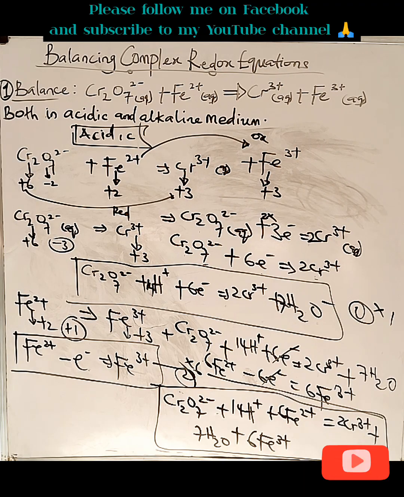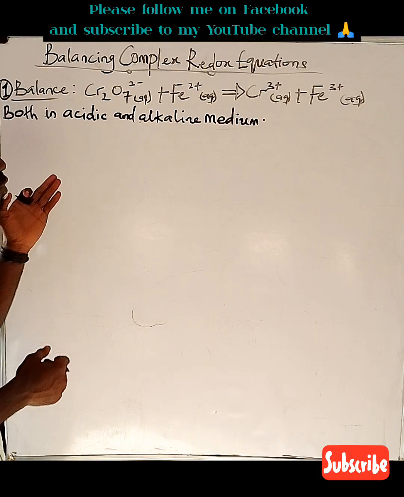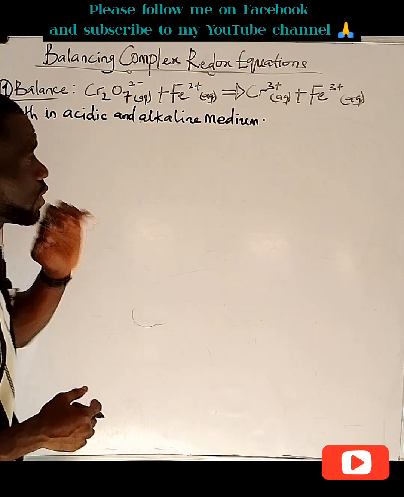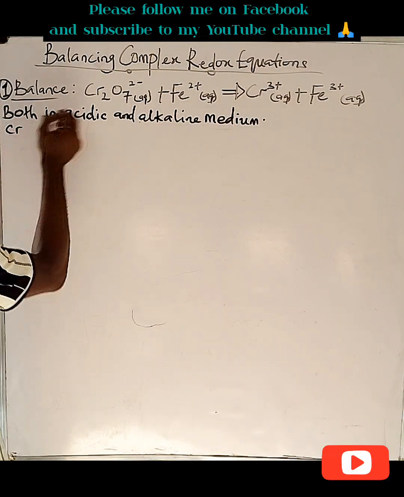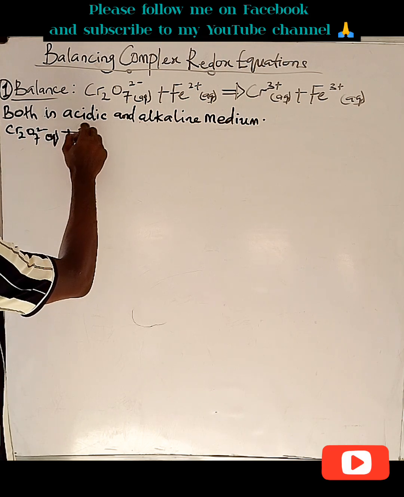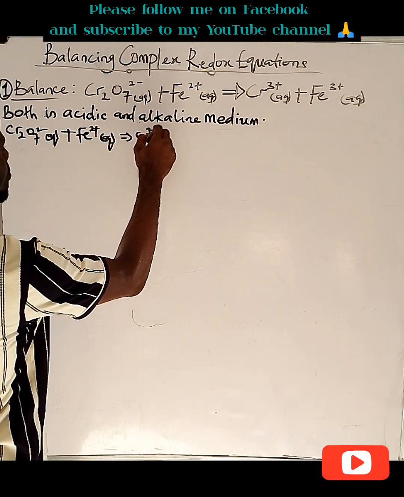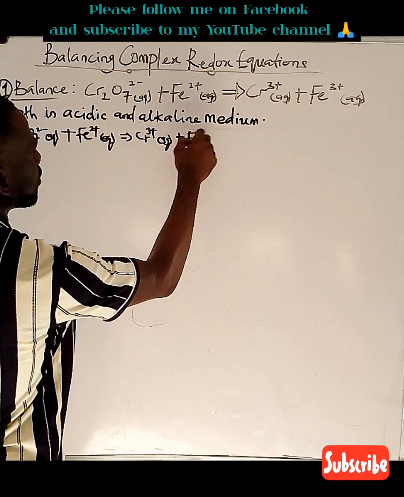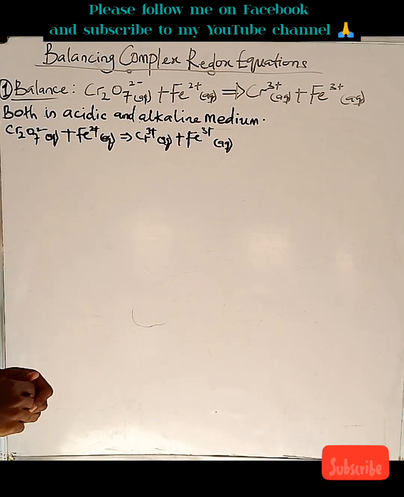So quickly, we're going to be looking at how to balance this in alkaline or basic medium. Okay, guys, let's quickly solve this in alkaline medium also. We solved this already in an acidic medium. So let's look at how we can solve this in alkaline or basic medium. We're going to write the same question out: Cr2O7 2-(aq) plus Fe2+(aq) equals Cr3+(aq) plus Fe3+. I tell you, this is going to be more complex than the very first one because this is alkaline medium. So how do we do it?